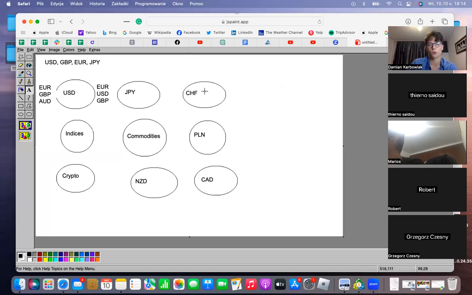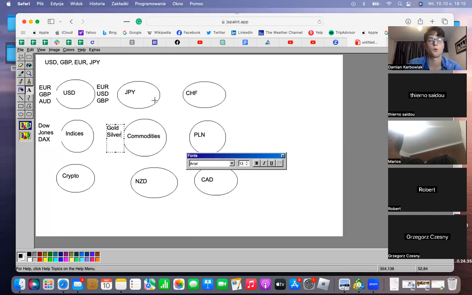A good homework for you would be to take a screenshot of this, for example, and then later alone put Dow Jones, DAX, and so on, like S&P 500. Here you can do gold, silver, and so on and so forth. So you're just aware of what is happening on the market and how you can group the markets.